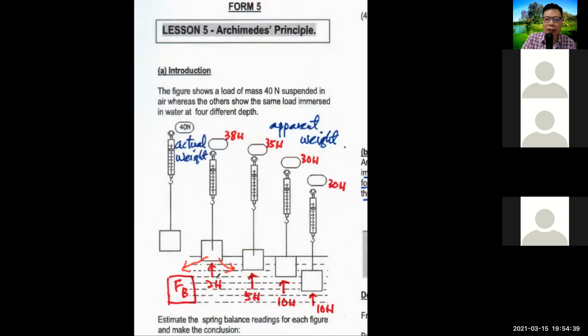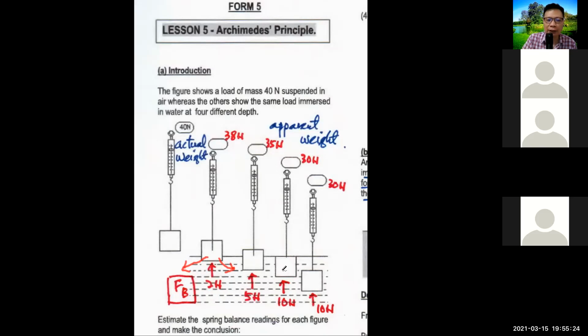Okay, so now what happens actually is like this. If this buoyant force is 2 Newton, it means the weight of water displaced is also 2 Newton. When it displaces 2 Newton of water, it will produce a buoyant force of 2 Newton. In other words, the buoyant force produced is actually equal to the weight of the water displaced, not the volume of the water, the weight. For example, here buoyant force is 5 Newton, meaning that this object has already displaced 5 Newton weight of water, put aside.